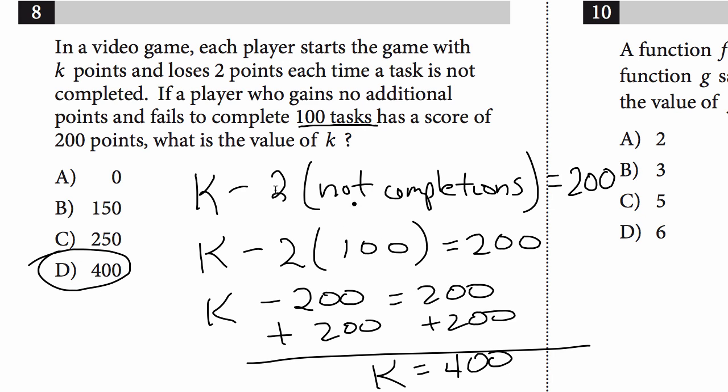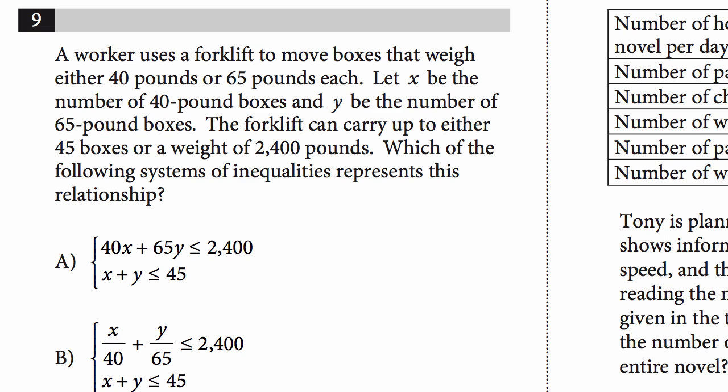So the only thing I did here to figure out my formula, I just literally think it out and go, well, it's some starting number minus 2 times how many times he messes up, and his final score is 200, which they told you. That's it. A worker uses a forklift to move boxes that weigh either 40 pounds or 65 pounds each. Let X be the number of 40-pound boxes. So I see this on test day. I'm putting X is 40-pound boxes. And Y is the number of 65-pound boxes.